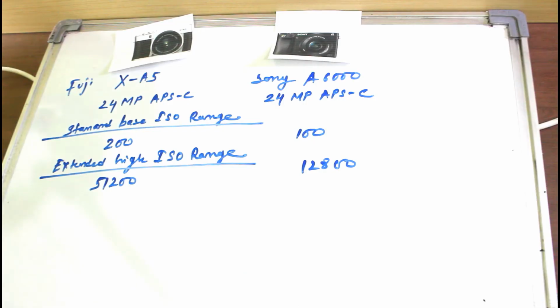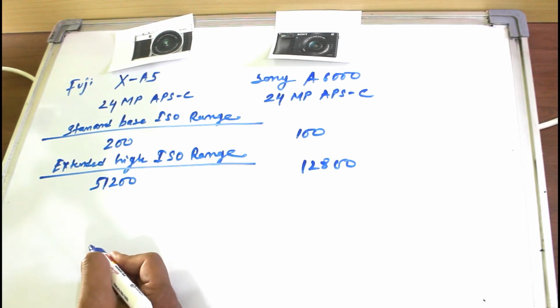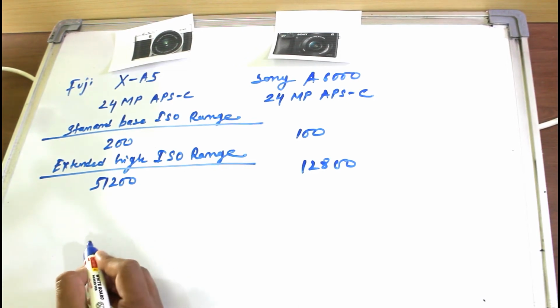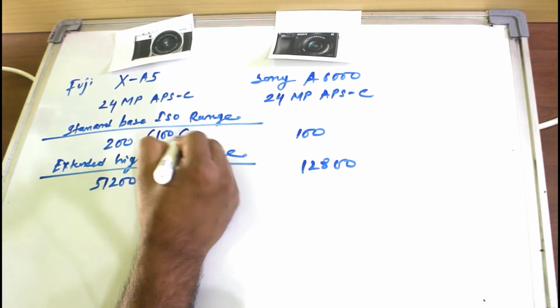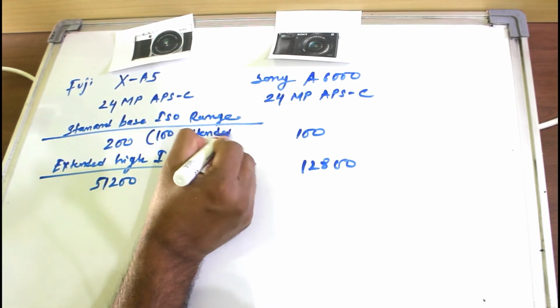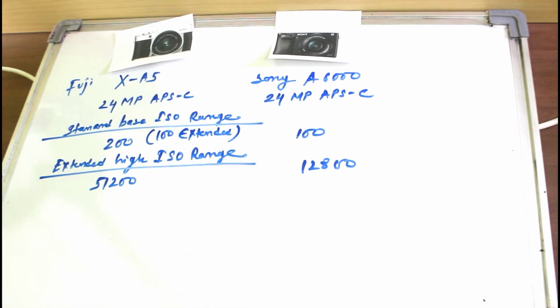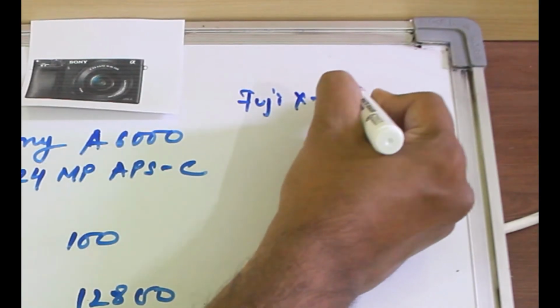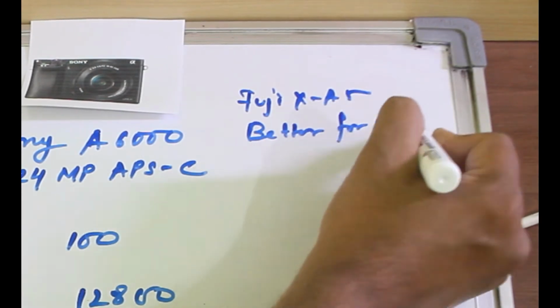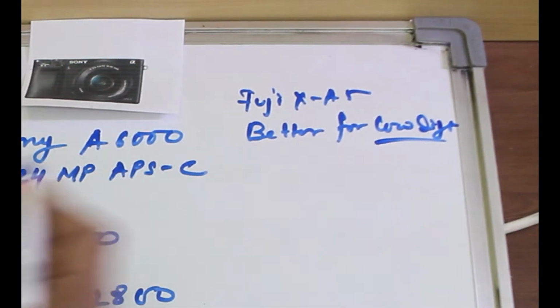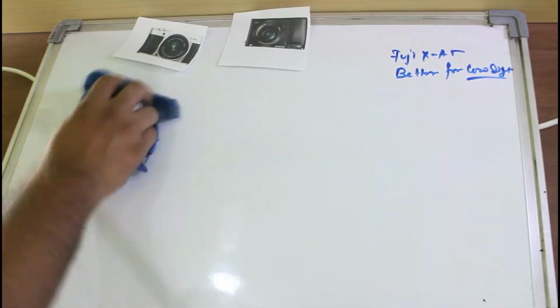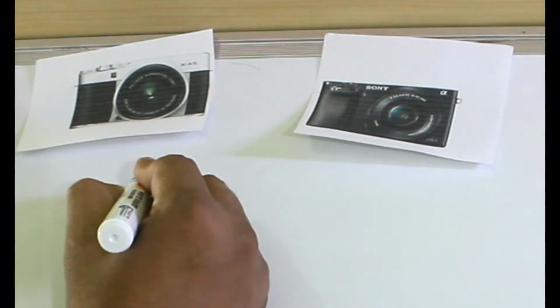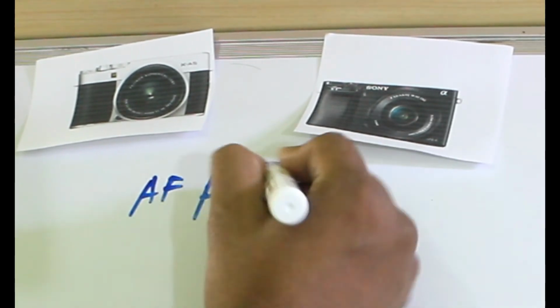Now if you talk about the specification sheet, then definitely the Fujifilm X-A5 camera is giving you a bit more ISO range, whether you are talking about the standard ISO range or the expandable ISO range. So we do expect and hope that the Fujifilm X-A5 camera is going to perform a bit better in low light compared to the Sony A6000 camera. So we are tagging the Fujifilm X-A5 as a good low light performer when compared to the Sony A6000 camera.